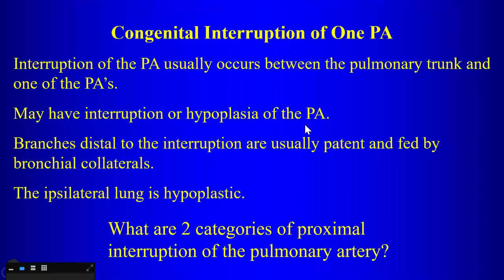So it usually occurs between the pulmonary trunk and one of the pulmonary arteries. You'll have hypoplasia of the lung. The small branches distal to the interruption might be patent and fed by bronchial collateral arteries. And of course, that side is going to be hypoplastic. There are two categories of proximal interruption of the pulmonary artery. What are they? They can occur either on the side of the arch or on the side opposite the arch, which is worse.